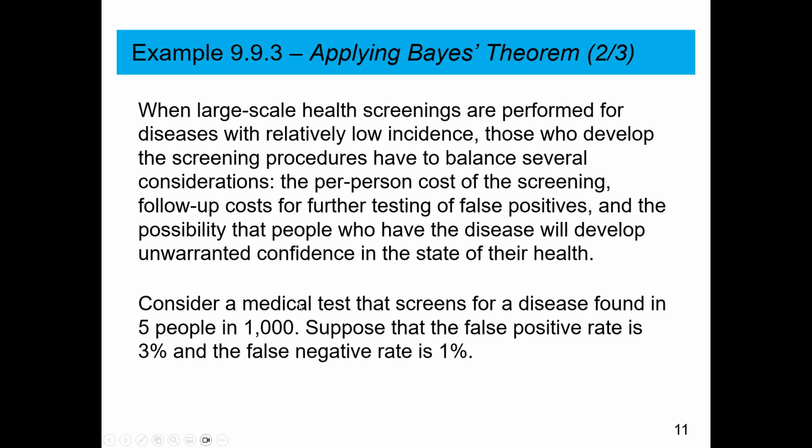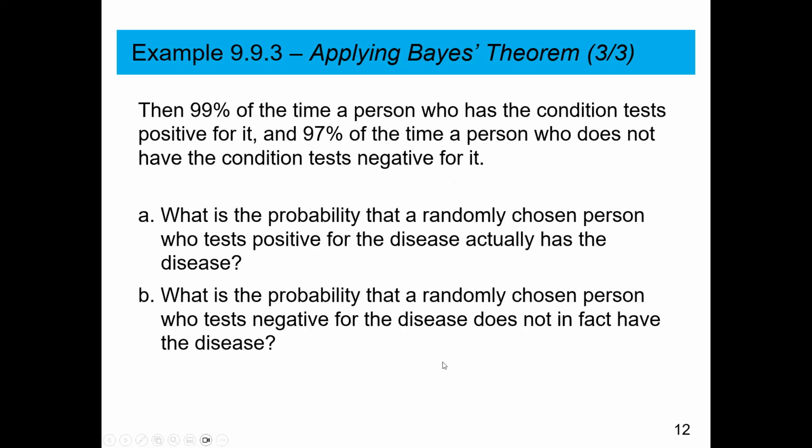So let's consider a specific medical test for a disease found in 5 people out of 1,000. So the probability of the disease is 5 out of every 1,000 people. Okay, that's 0.5%, not 5%, 0.5%. And the rate for a false positive is 3%, and the rate for a false negative is 1%. As we can clearly see, false positives have a higher rate than false negatives. That's good.